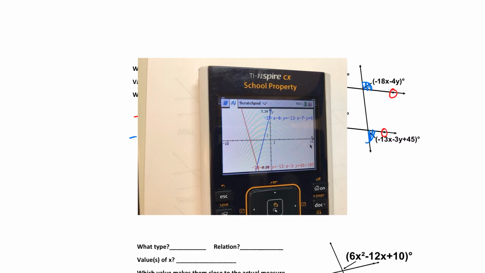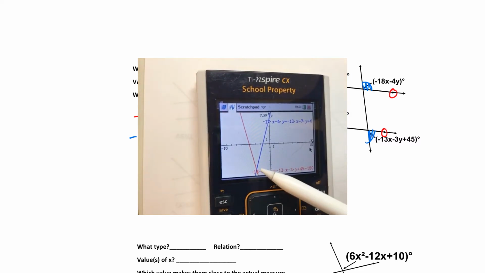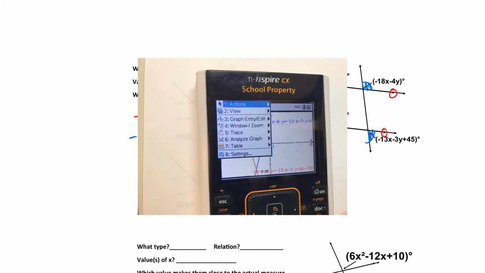wrong. Okay, so what am I looking for here to find the value of x and y in this system? I'm looking for the intersection, so where they cross. So it's down here somewhere. So I could look at that and probably figure that out, but what's another way I could find out for sure what it is? Menu and intersection. Okay, go menu, Analyze graph, for the intersection.